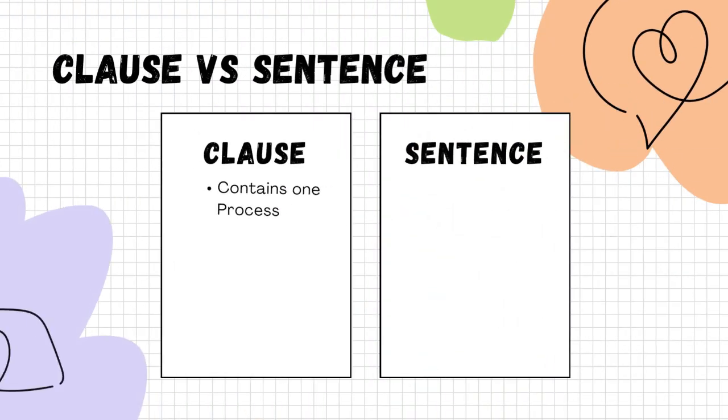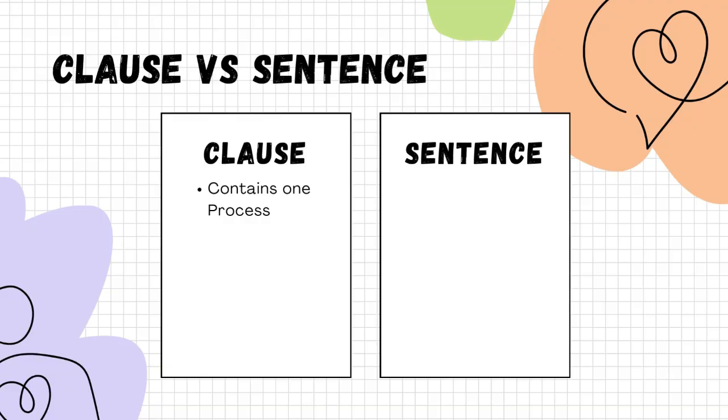You may have noticed by now that I've been using the word clause instead of sentence. That's because they're not exactly the same thing. A clause is a string of information centered around one main process. Sentences are made up of clauses. A sentence can contain one clause, or it can contain several clauses.